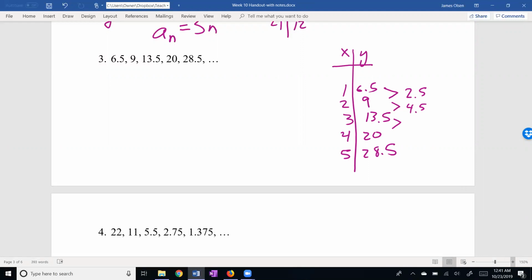And you could get negatives. 20 minus 13.5 is 6.5. 28.5 minus 20 is 8.5. Subtract consistently. Now, if I do my second row of differences, I'm getting a constant of 2. When the second row of differences is constant, it's quadratic. Answer A is quadratic.